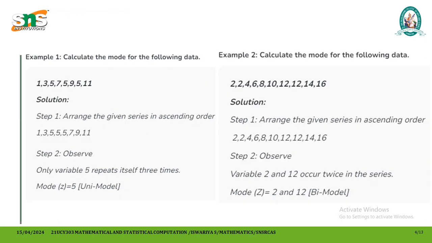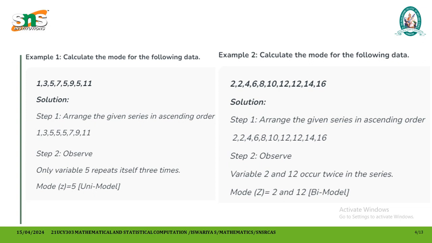So then we are going to see an example related to the mode. Calculate the mode for the following data. Here one set of data is given. First we are going to arrange this data in ascending order. After arranging, we have to observe which number repeats more times. So in this data, the number 5 repeats itself 3 times. So the mode value will be 5, that is unimodal.